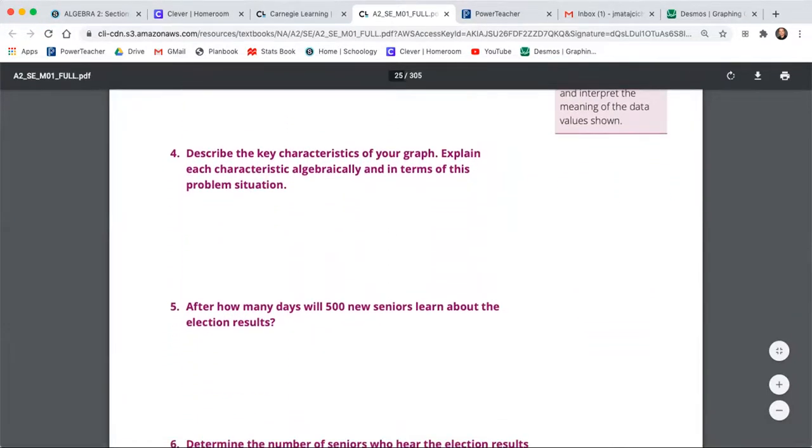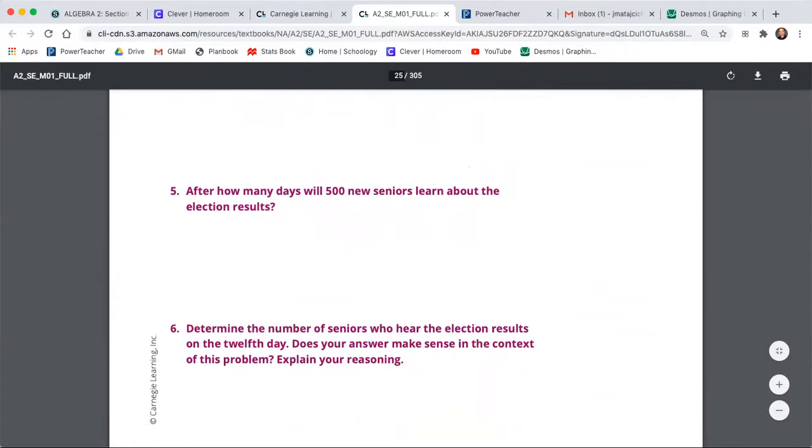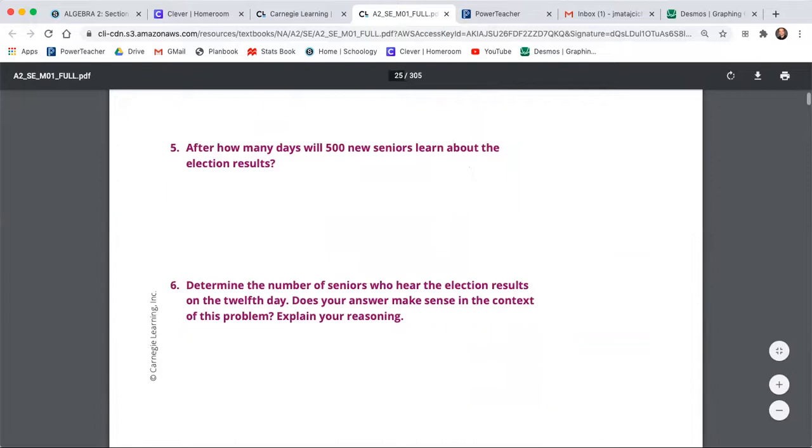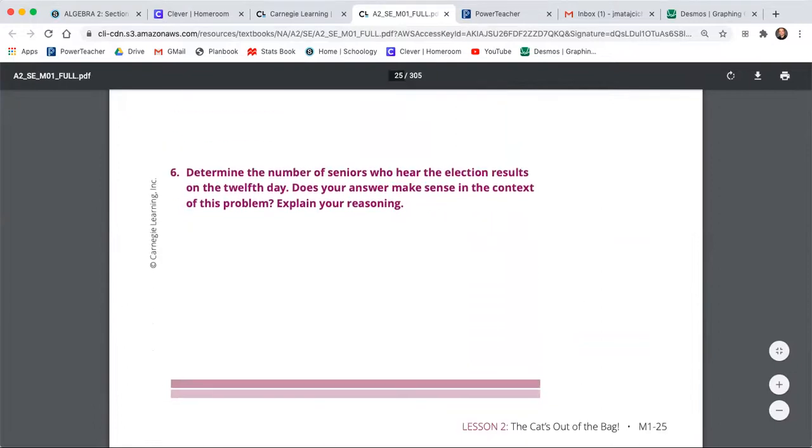Key characteristics. What did we have again? We had a smooth curve that was increasing very, very sharply, which indicates that it is exponential. You should be able to answer this from your table or use the expression that we created. On the 12th day, you're going to get this extremely high number where it probably doesn't make sense either. There's not that many kids in the school, I would bet.